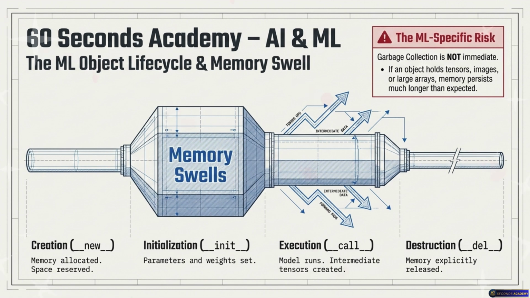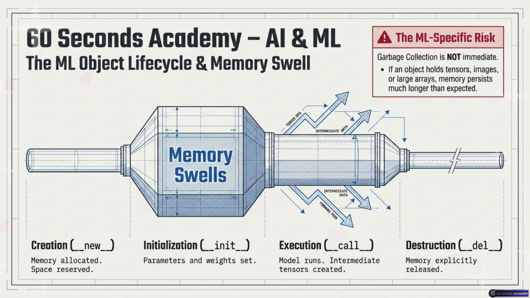Because most Python developers think, oh, I'll just let the garbage collector handle it. And that assumption will crash your system in production. Really? Just assuming the garbage collector does its job. Yes. In standard Python, sure, the automatic garbage collector cleans up objects when there are no more references to them. But that collection isn't always immediate. It runs on its own schedule. Ah, I see. If your ML object holds massive tensors, high-resolution medical images from our pathology lab, or massive numerical arrays, that memory can persist much longer than you expect.